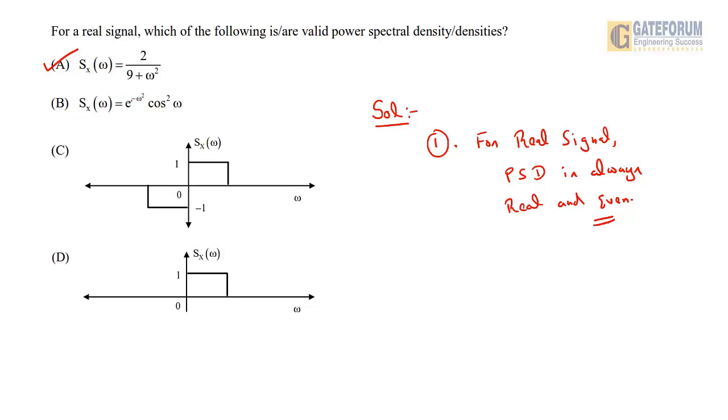This is also a real and even function because with respect to omega, Sx(omega) and Sx(minus omega) are the same. This is also the right answer. This one is real, but it is odd in nature, so it cannot be the right answer. It is also becoming negative, and power spectral density is always positive. Second property: Sx(omega) is always greater than or equal to 0. This is also not the right answer because it is real and positive, but it is not an even function. It is only one-sided. This could be true for a complex signal, but not for a real signal. So the correct answer for this is option A and option B.